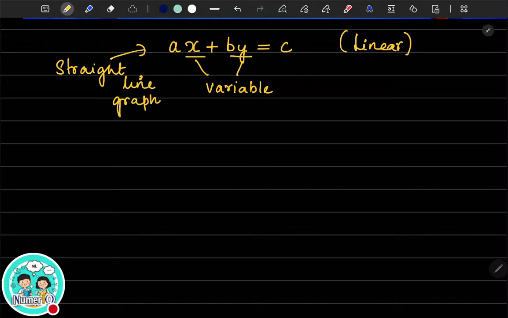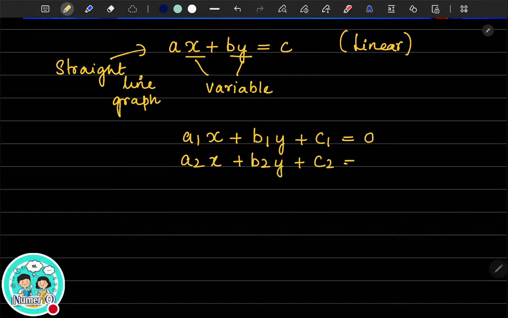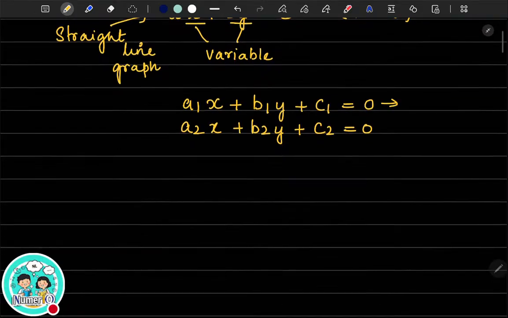Whenever you are dealing with a pair of linear equations, how do you represent it? a1x plus b1y plus c1 equal to 0, and a2x plus b2y plus c2 equal to 0. Suppose this is one linear equation and this is the second linear equation. What kind of lines are they? Equation 1 would be a straight line, and equation 2 will also be a straight line.